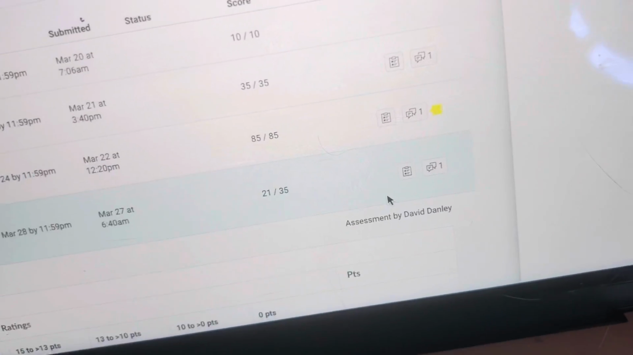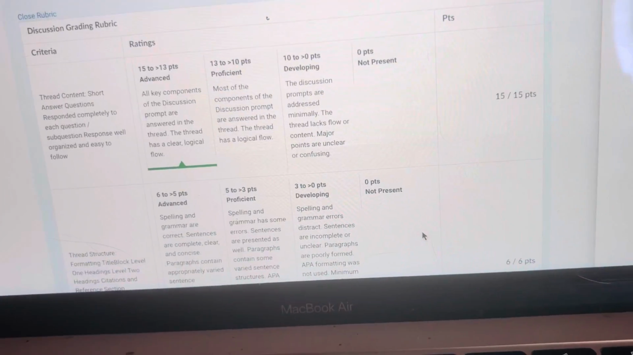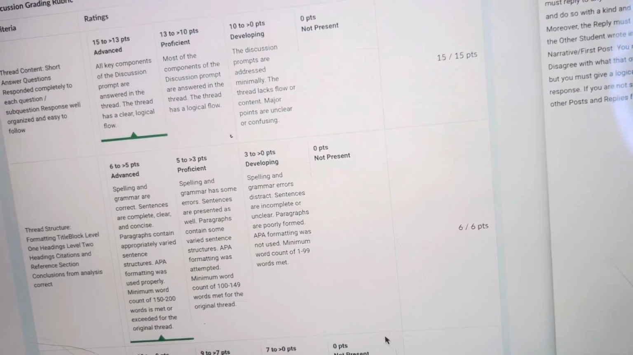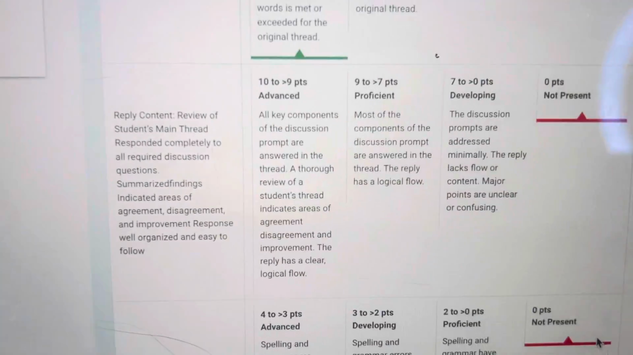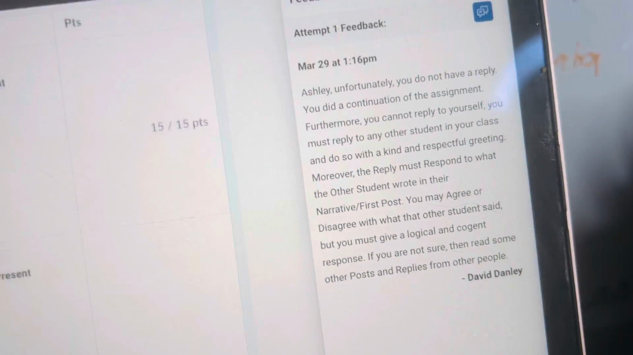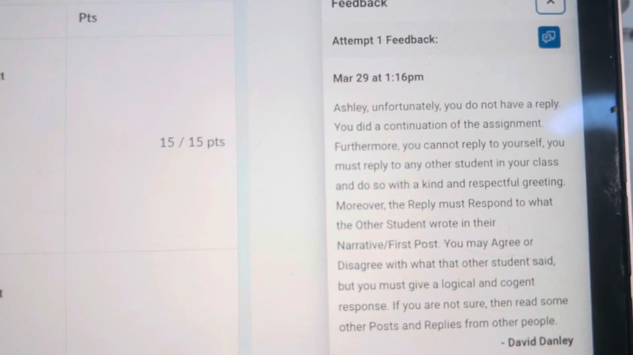Okay, so here we have the discussion grading rubric. Like I said, I got full points for addressing the content. But what he's saying is not even what I wrote. The teacher is saying that it's not even present, like he doesn't even see it. It's 0, 0. And again, this was what he said.